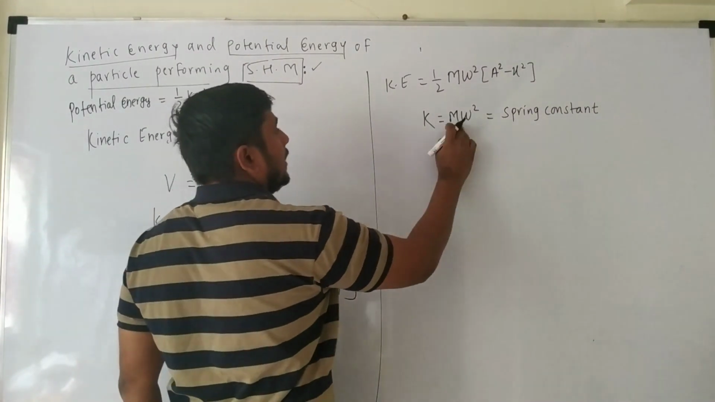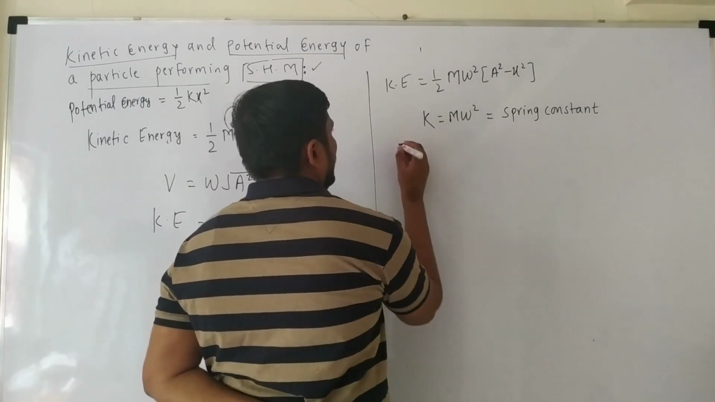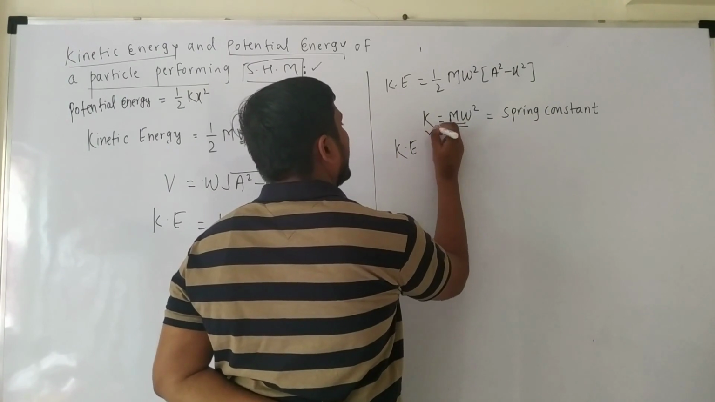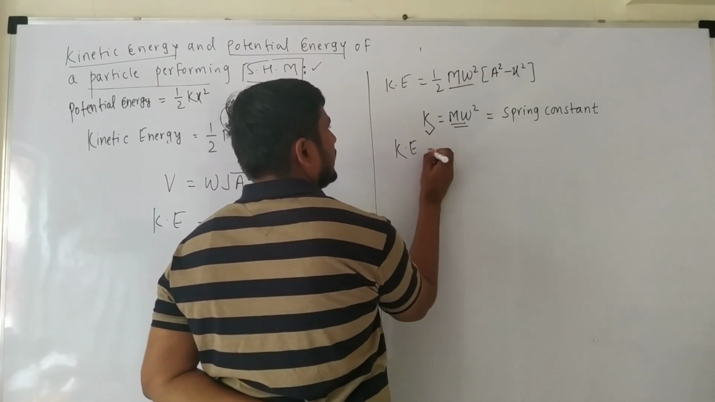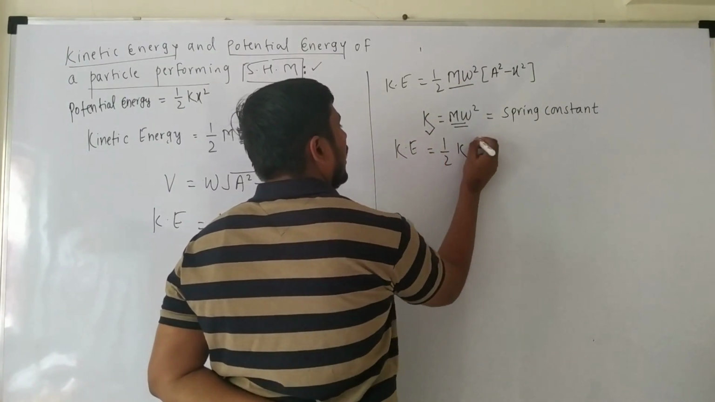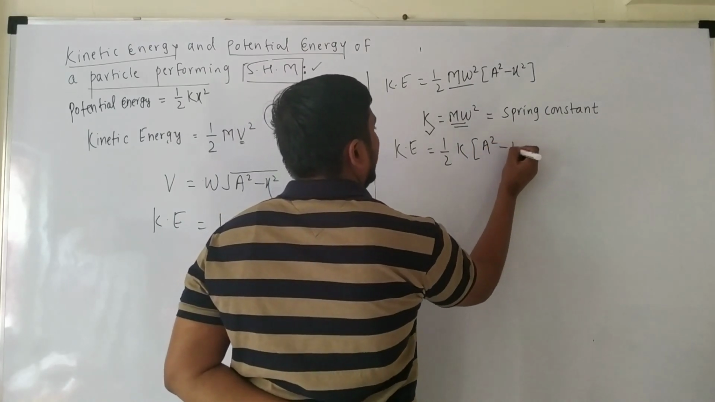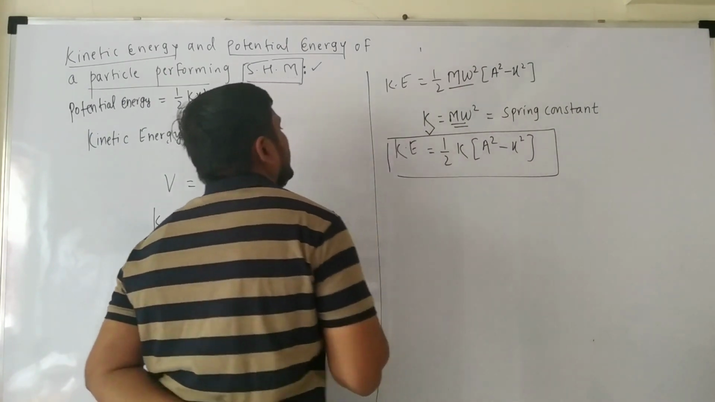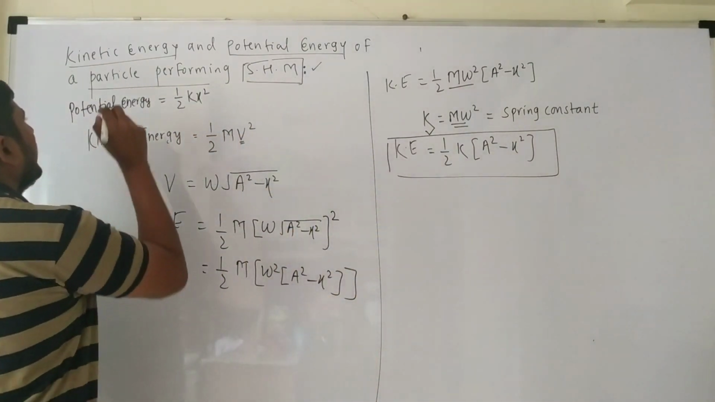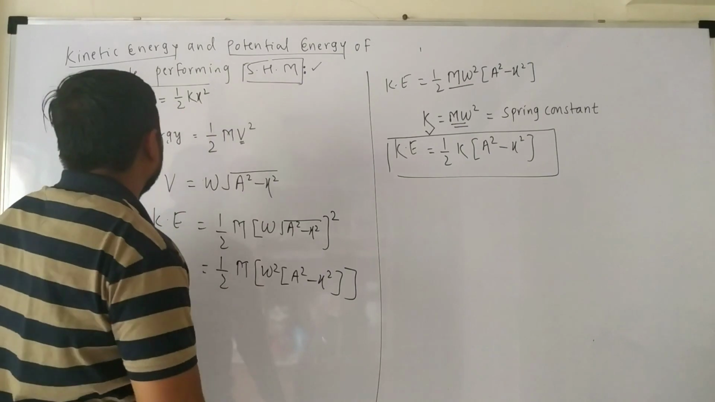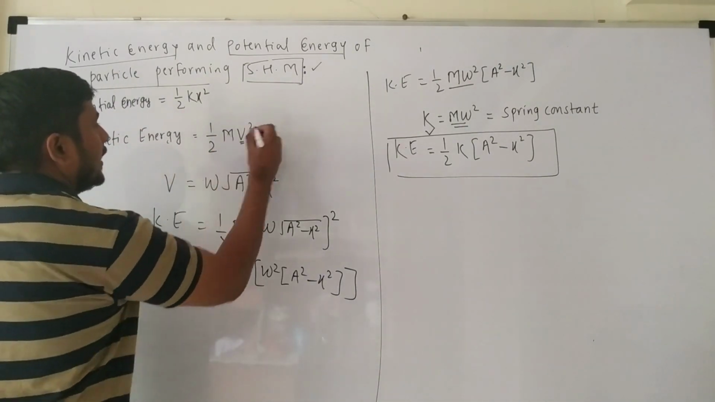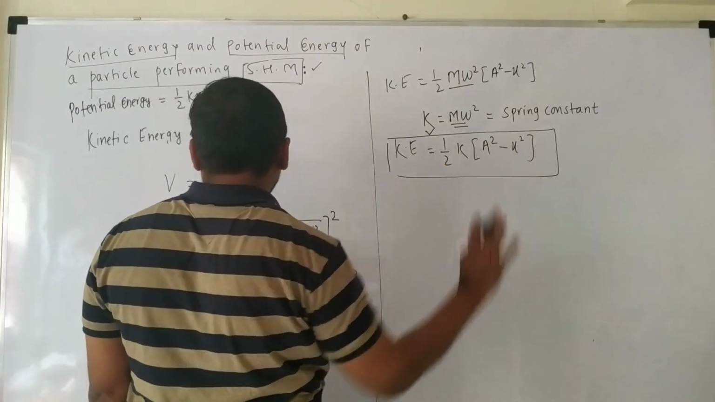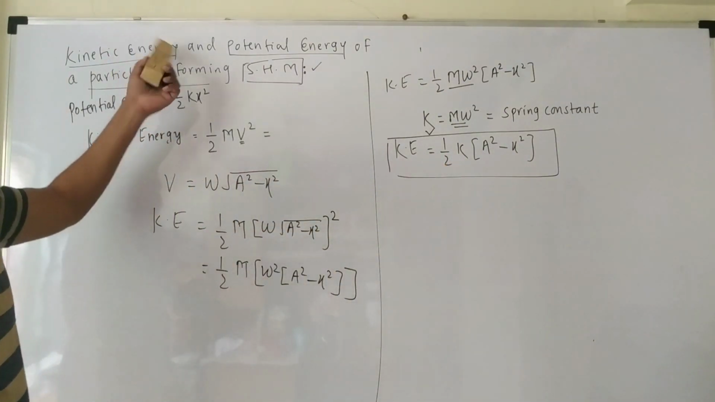So k depends on the mass and the angular velocity, right? So for kinetic energy, I'll place the value of m omega square as k over here. So what kinetic energy will I get? That is equal to 1/2 k (a square minus x square). So this is the formula for the kinetic energy of a particle performing simple harmonic motion. So we got a new formula for the kinetic energy, that is equal to 1/2 k into (a square minus x square). Now this is all about kinetic energy, potential energy.